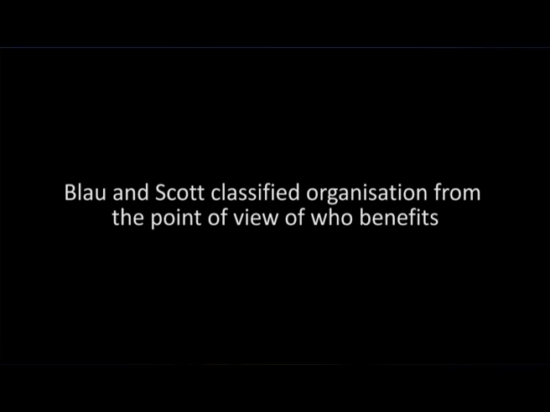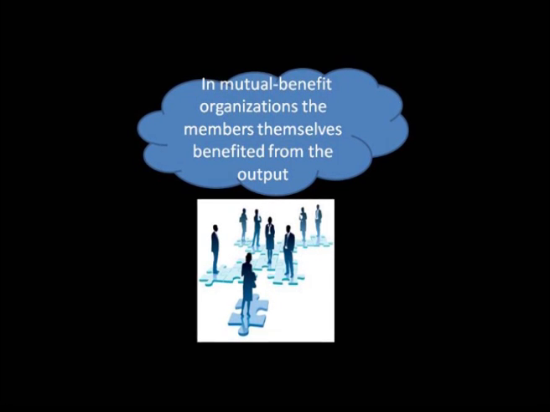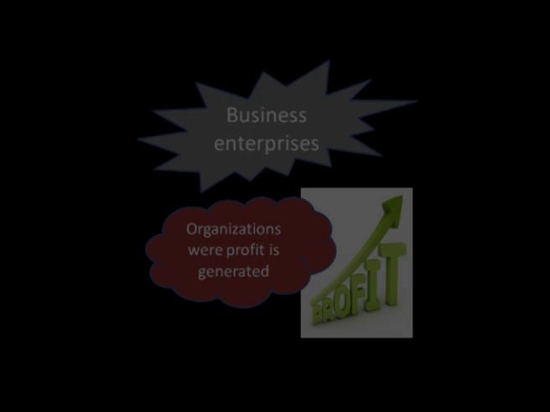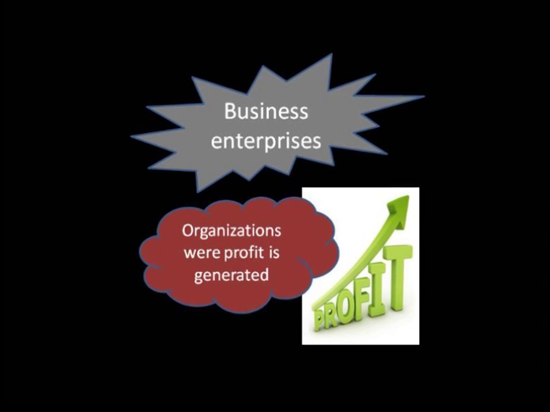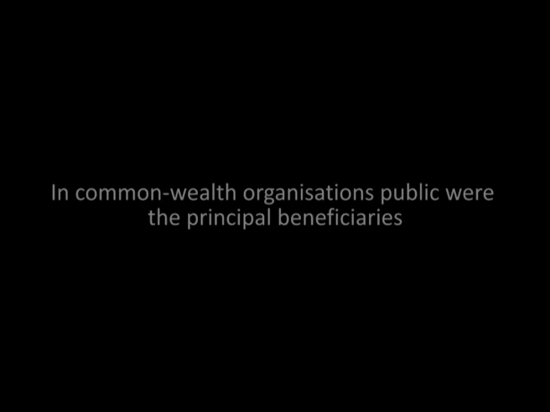Similarly, Blau and Scott tried to classify organizations from the point of view of who benefits. They tried to categorize different organizations on the basis of which segment of society consumes the output generated by the organization. Thus, they claimed mutual benefit organizations were those in which the members themselves benefited from the output. The second type of organizations were the profit generating ones, which could be termed as business enterprises. The third, called service organizations, benefited the clients. Finally, the last was called commonwealth organizations, in which the public were the principal beneficiaries.